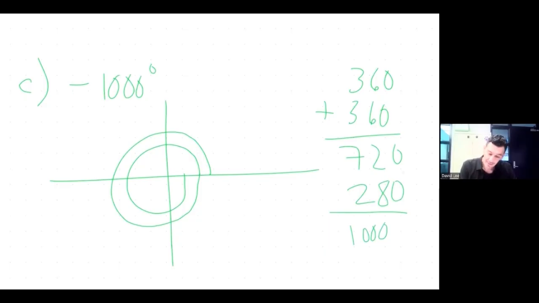Draw 280 more. So 280, let's see, that's 90 more, that's 180 more, that's 270 more. So I need 280, so 10. Draw 10 degrees here. That's like a little baby angle right there. And then draw your terminal side. And there we go. That's 1,000 degrees in the negative direction because we went downwards.